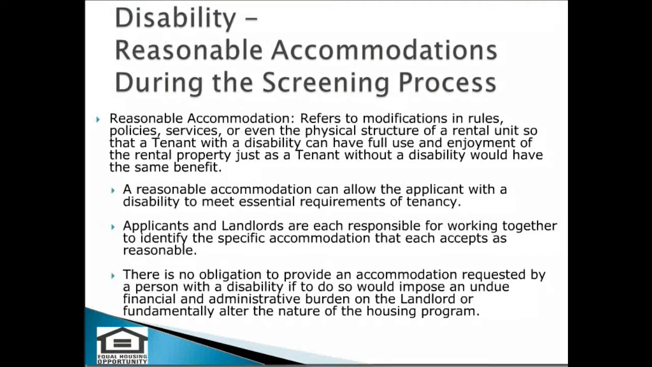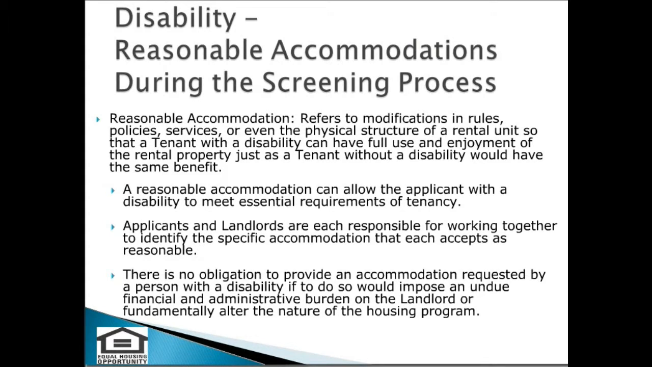Perhaps you've never heard of a reasonable accommodation, or maybe you have, but are not exactly sure what it is. A reasonable accommodation refers to rules, policies, services, or even the physical structure of a rental unit, so that a tenant with a disability can have full use and enjoyment of the rental property, just as a tenant without a disability would have the same benefit. A reasonable accommodation can allow the applicant with a disability to meet essential requirements of tenancy. Applicants and landlords are each responsible for working together to identify the specific accommodation that each accepts as reasonable.